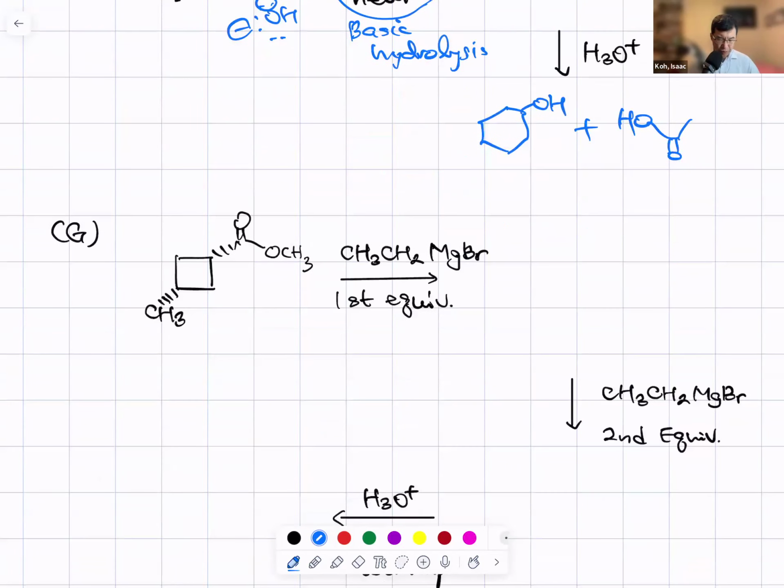Now let's move up to this one. We have a four-member ring structure and a methyl group, and this ester group is in the down position. So the only functional group is this ester. And CH3CH2MgBr, ethyl magnesium bromide, first equivalent. So this CH3CH2 carbanion will attack the carbonyl carbon, pushing up, and later the lone pair comes down, regenerating the double bond, and the oxide ion is leaving.